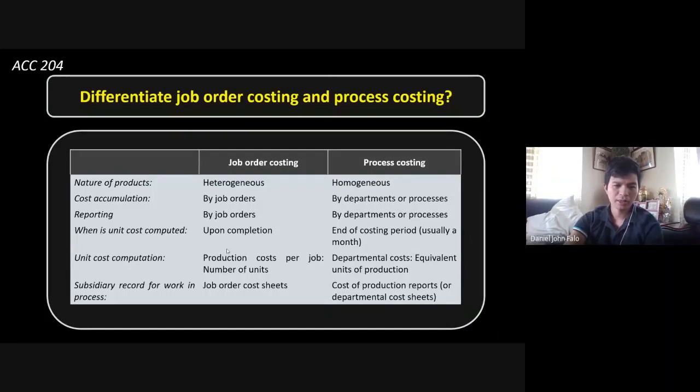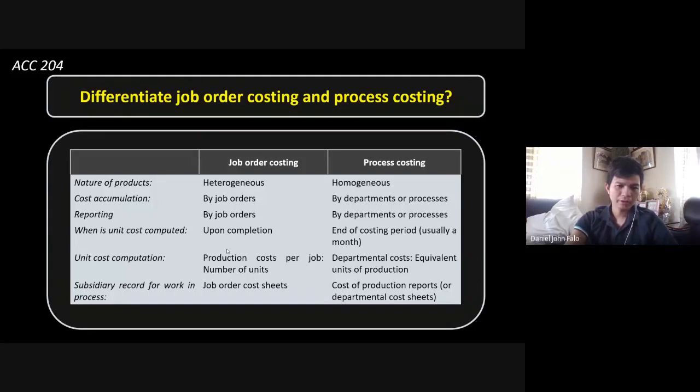When unit cost is computed, it is upon completion under job order costing. Pero pag process costing, it is per costing period, usually per month. So, yung unit cost, mako-compute siya under job order costing pag nakompleto yung isang job. Job order 1, job order 2. Under process costing, dahil per department tayo, we can divide the process based on its costing period. Kung magkano na yung na-accumulate na direct materials, direct labor, and factory overhead per costing period, that would be the basis for the computation of the unit cost.